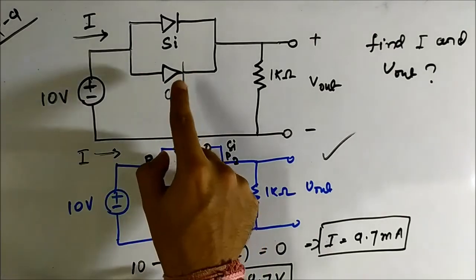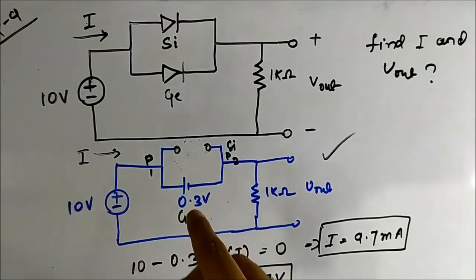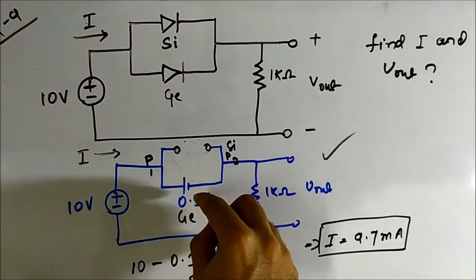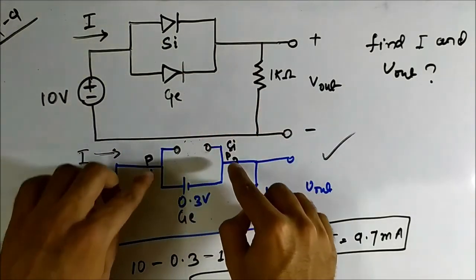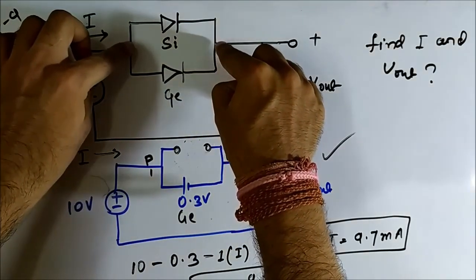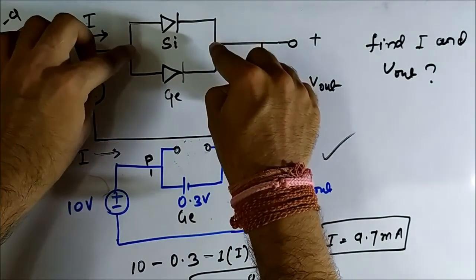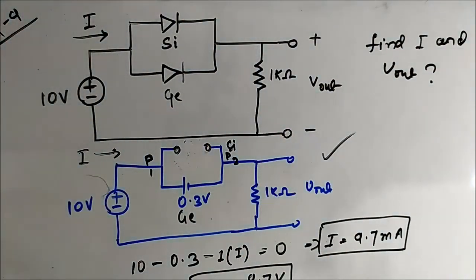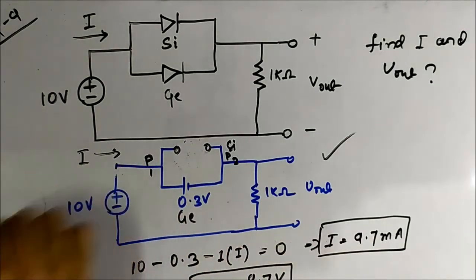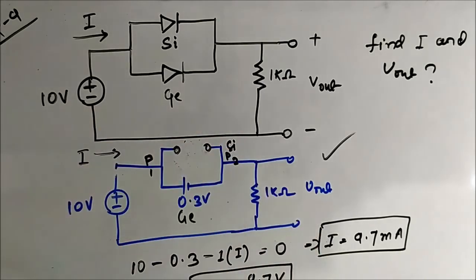But actually this germanium diode having a lower built-in potential as compared to silicon will get turned on first. These two points will always be maintained at a potential of 0.3 volt, thereby not giving a chance to silicon to ever get activated because it has 0.7 volt barrier potential. So this is the actual circuit. Okay, and we have got the results: I as 9.7 milliampere, V out as 9.7 volt. Okay, so this is the 9th question related to diode connected circuits which we have discussed.